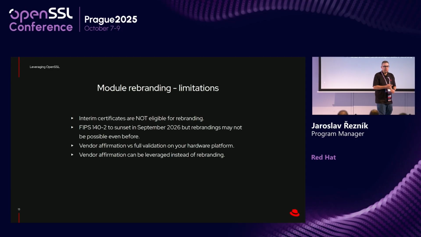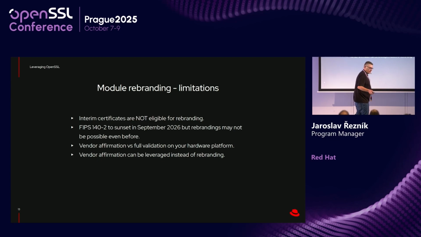For FIPS 140-2, you can rebrand our OpenSSL certificate on FIPS 140-2. It's going to end, as I said, in September 2026, and I also already heard that no later than January it will be possible to do any submissions to the CMVP. So if you need your rebranded certificate, talk to me now.